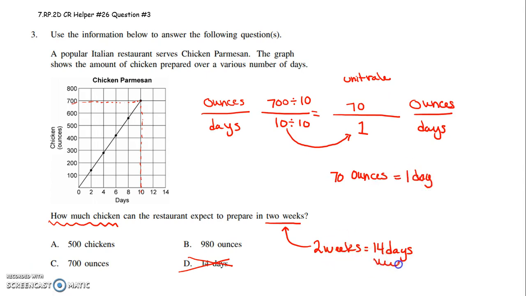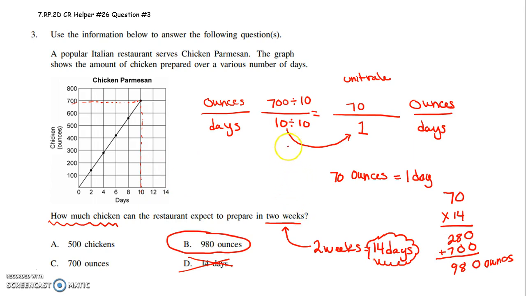I want to know how many ounces in 14 days. So I could add 70 plus 70 plus 70, and so on, 14 times, or I could just do 70 times 14. If I know how many ounces in 1 day, I repeat that for 14 days. How many ounces total? 4 times 0 is 0. 4 times 7 is 28. Put down a 0. 1 times 0 is 0. 1 times 7 is 7. Add those up. 0, 8, 9. 980 ounces in 14 days.